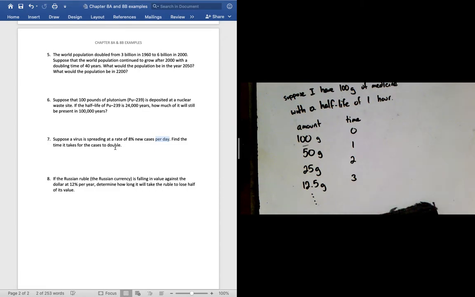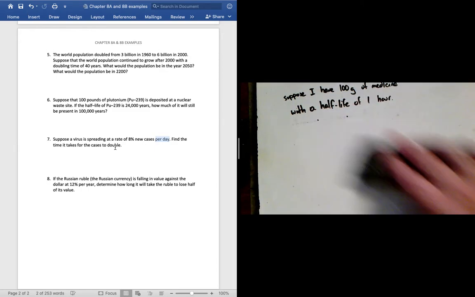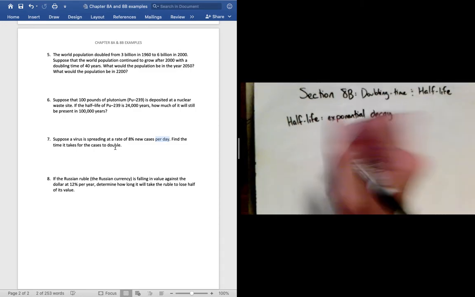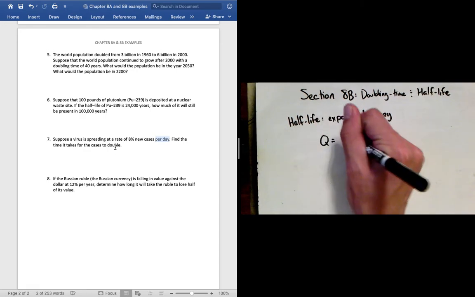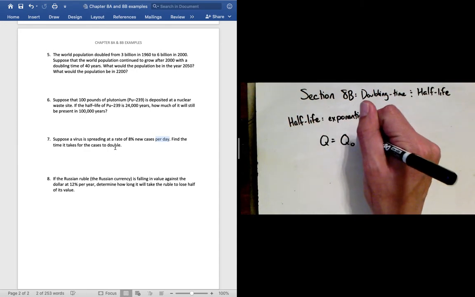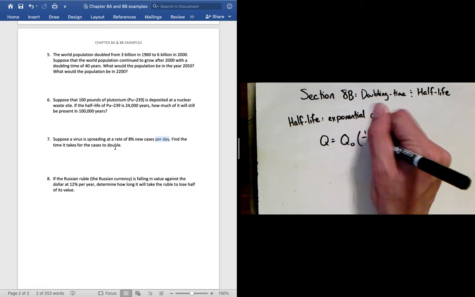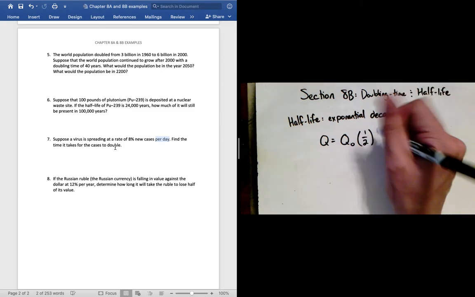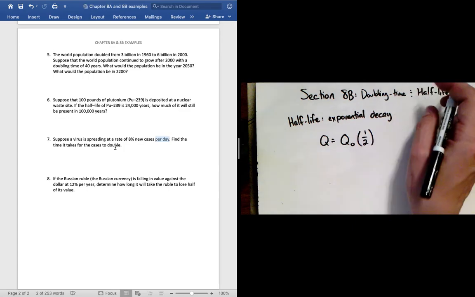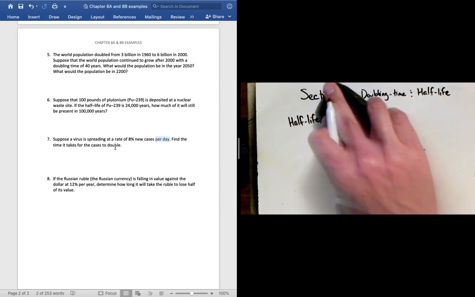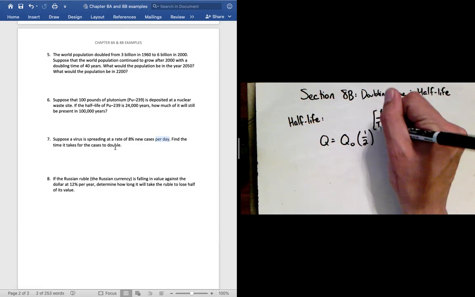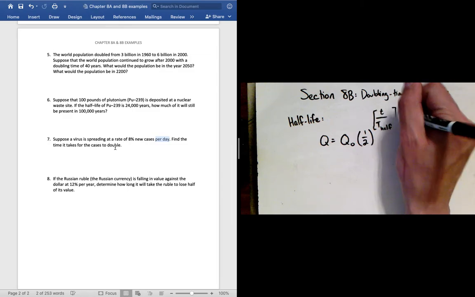So rather than having to do this by hand, particularly when the numbers don't line up very nicely, we have a nice formula. The half-life formula looks just like the doubling time formula. Q is equal to Q naught. The only difference is now instead of multiplying by 2 raised to a power, we're multiplying by 1/2, or 0.5. What power are we raising it to? That same power again. 1/2 raised to the little t over big T, and then we call this big T half, or the half-life time.